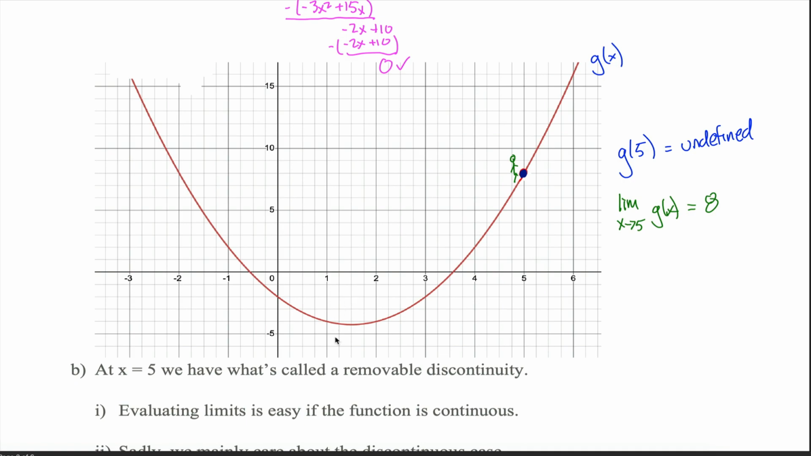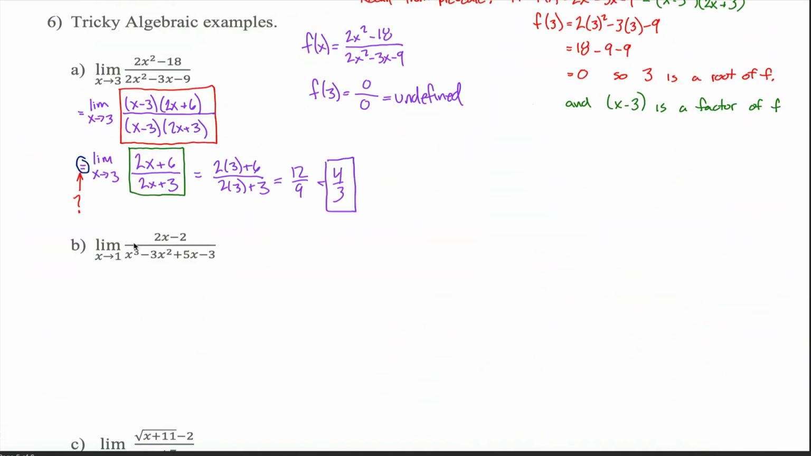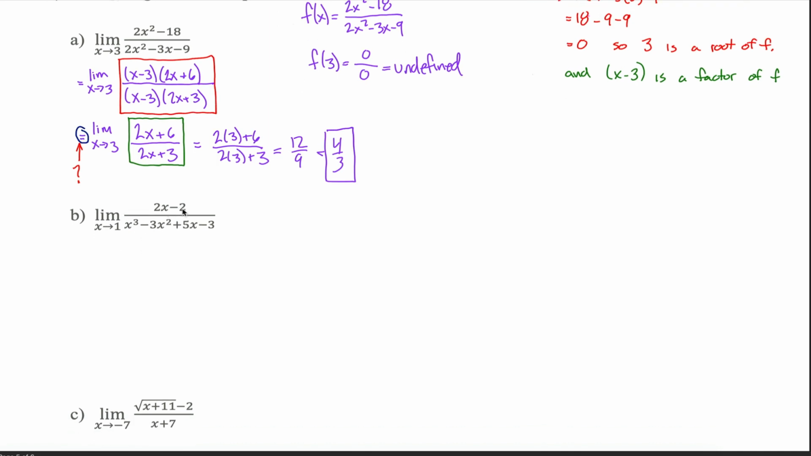Not sure you were able to follow all that? Let's do one more example and then we'll call this video good. Suppose I asked you to evaluate the limit as x approaches 1 of 2x minus 2 over x cubed minus 3x squared plus 5x minus 3. Not a horrible idea to try this on your own. It would be pretty hard, but you might want to give it a shot.